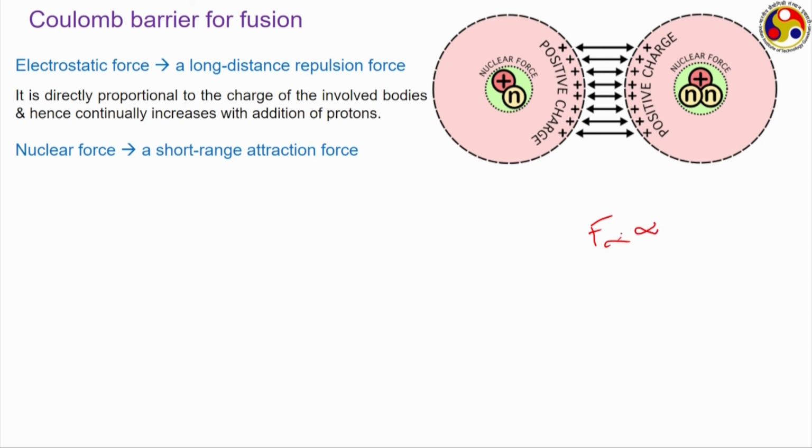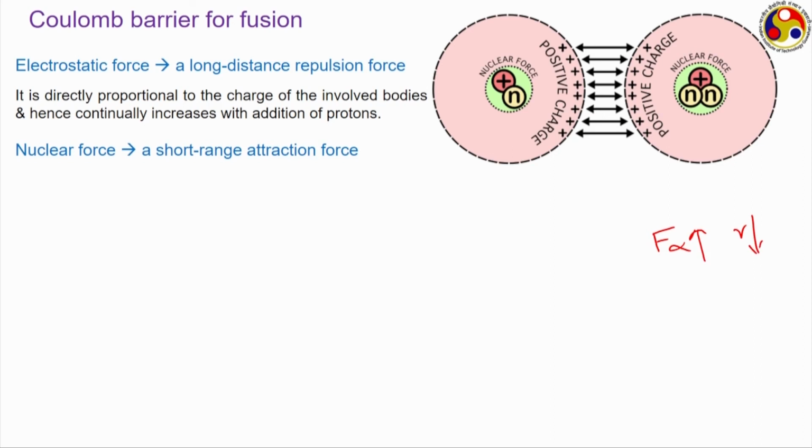electrostatic force F E is inversely proportional to r square, and it is directly proportional to Q1 Q2. So, as r keeps on decreasing, F E keeps on increasing. Here Q1 and Q2 both are of equal magnitude, because that corresponds to 1 unit of positive charge. Therefore, F E keeps on increasing as r keeps on decreasing.